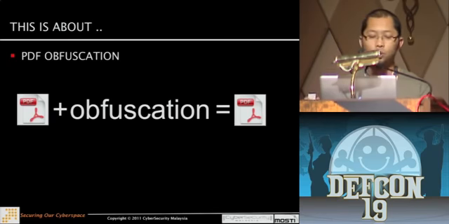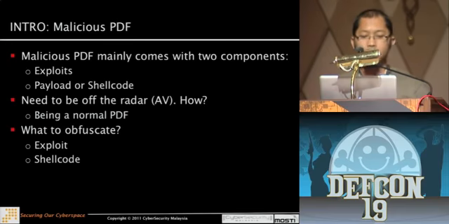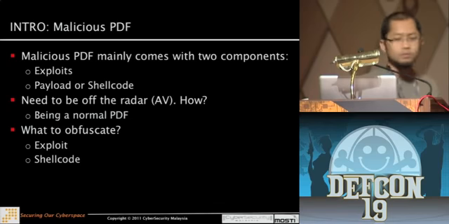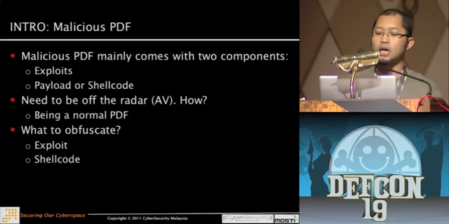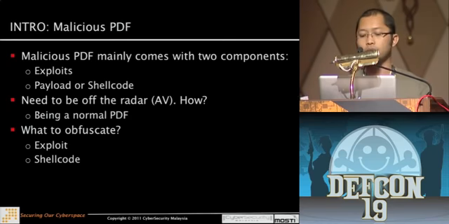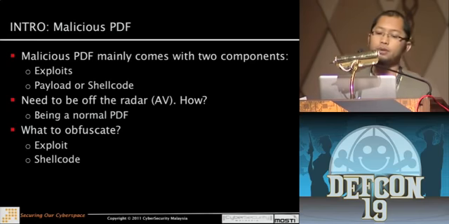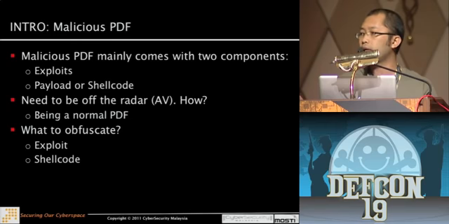The main reason why you want to obfuscate it, obviously, there are many reasons. Malicious PDF mainly comes with two components. The first one is probably the exploit, and the second one is the payload itself, or shellcode rather. The main reason, like I mentioned, is to stay off the radar. How? Obviously, you need to look like a normal PDF. You cannot expect to look malformed, because if you do, you raise a red flag for any security product for detection.